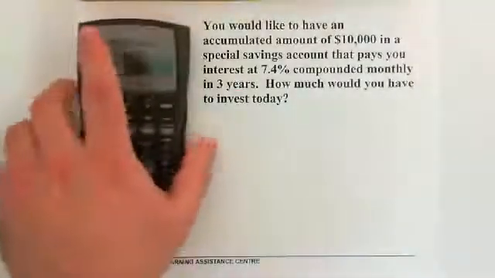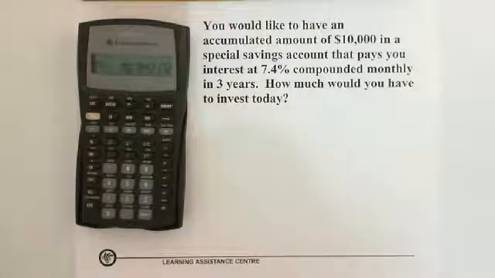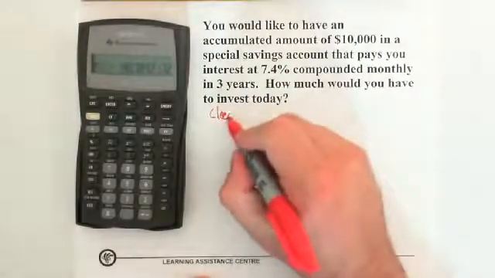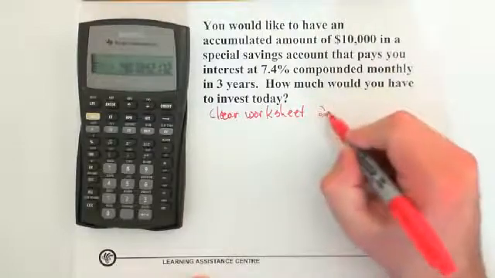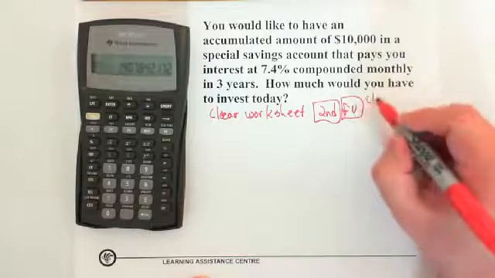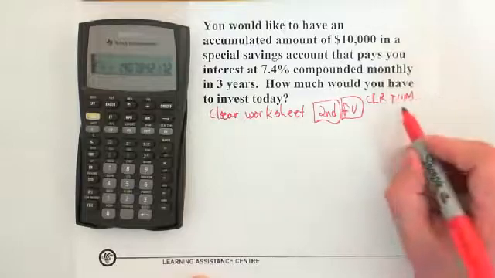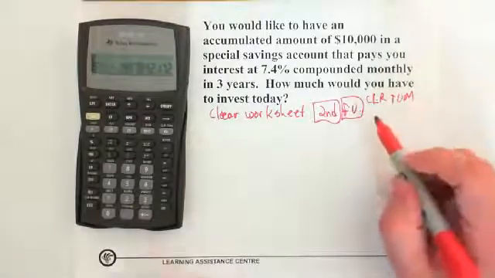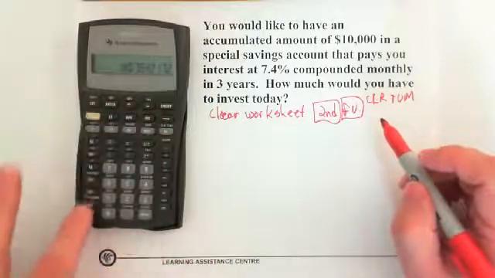All right, let's try one more. And now, if you want to clear your worksheet so that all the buttons don't have a value to them, you can go second function, FE. Above FE it says CLR-TVM, clear time value worksheet. So if we go second FE, that makes all of these buttons set to 0.